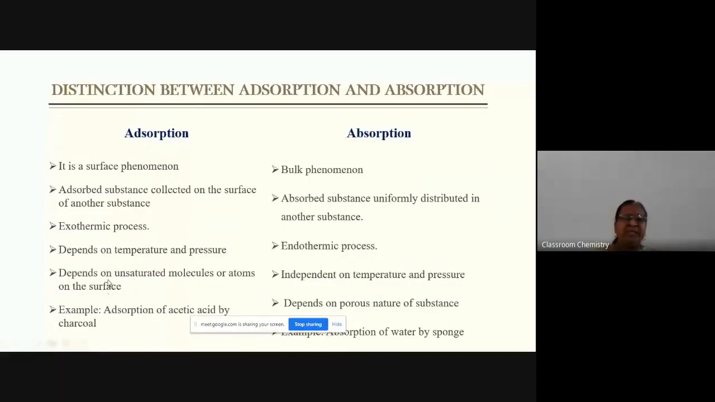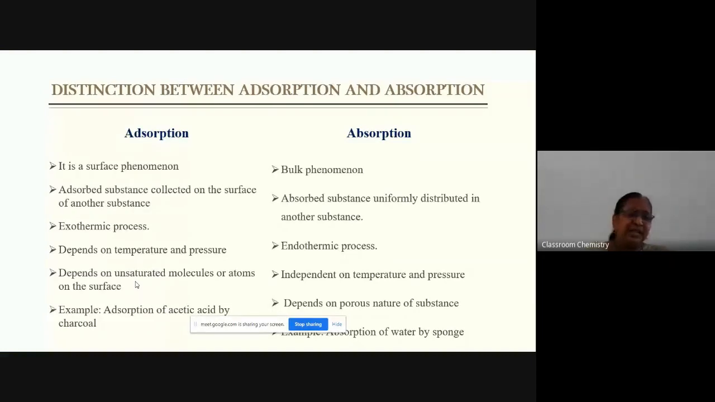Adsorption depends upon the unsaturated molecules or atoms on the surface. म्हणजे एखाद्या सबस्टन्सच्या सरफेसला जास्त अनसॅच्युरेटेड मोलिक्युल्स किंवा ॲटम्स असतील तर there will be greater adsorption. Means it depends upon the unsaturated molecules or atoms on the surface, but absorption depends upon the porous nature of the substance.